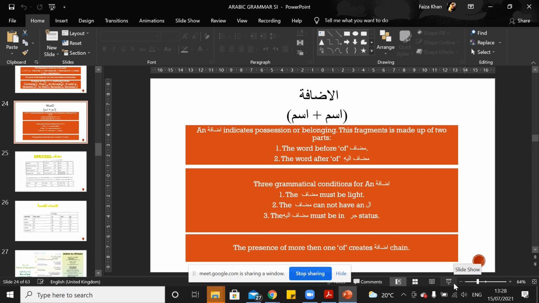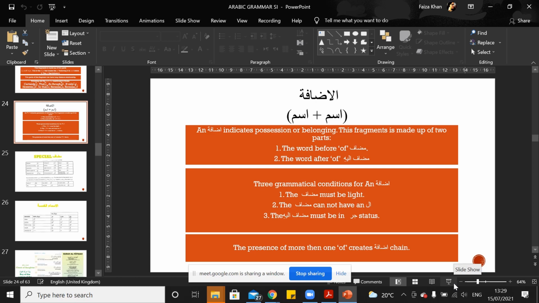But there is one more thing: there can be more than two isms involved in it, right? You can have one mudaf but multiple mudaf ilayhi, and then multiple mudaf and multiple mudaf ilayhi. When you have a sequence of isms attached together following the mudaf and mudaf ilayhi conditions, the three conditions, then they make a chain. Then we call them an idafa chain.